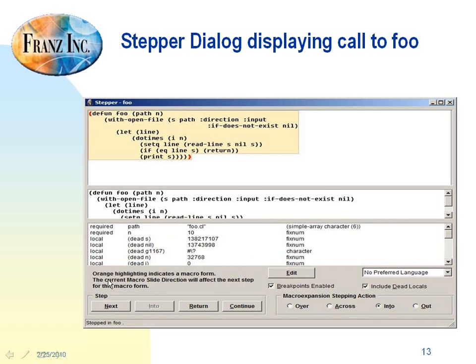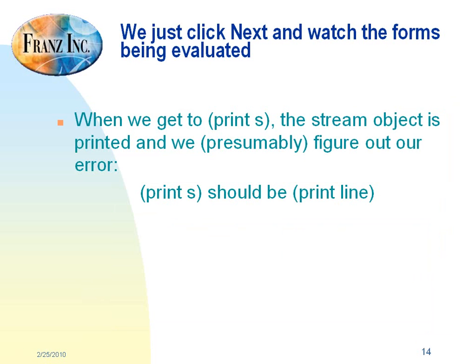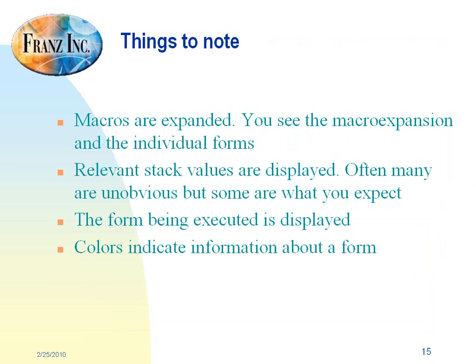By the way, in this area here you get various information that's considered useful. In particular, when it's displaying, you notice in this slide, it was less clear actually on this computer when I was doing it, there's sort of an orange color, and the orange color is telling you that you've got a macro form, and there are other colors, blue and green, which we're going to see in just a minute. You click on Next to step through, and we finally find the error. Print S should have been print line.